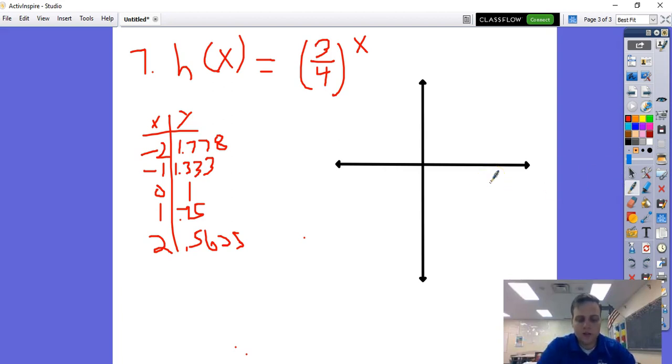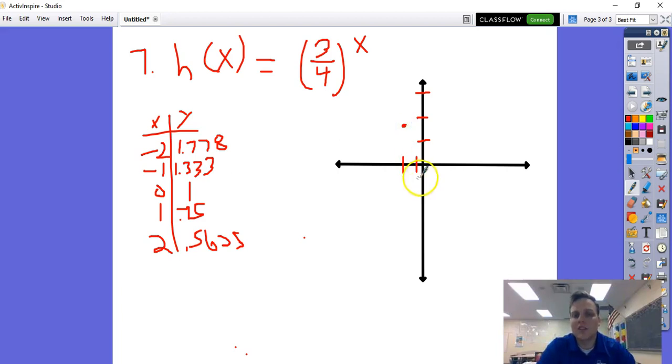Part B, sketch the graph: plot the points, sketch the curve. We're not looking to be great, we're looking to sketch. Actually, I'm going to make mine a little bit bigger, because what's the highest y value I'm dealing with? 1.778, so I'm going to give myself a little more room. So at -2, I was 1.778. That's like 1 3/4, so probably about right here is fine.